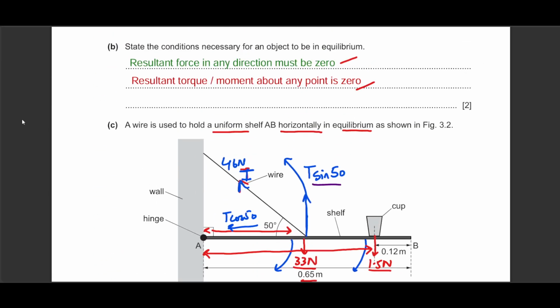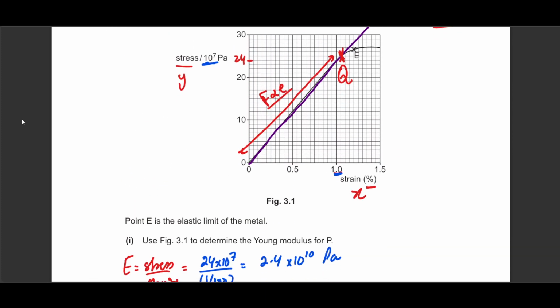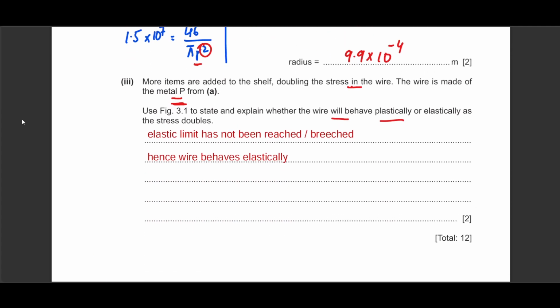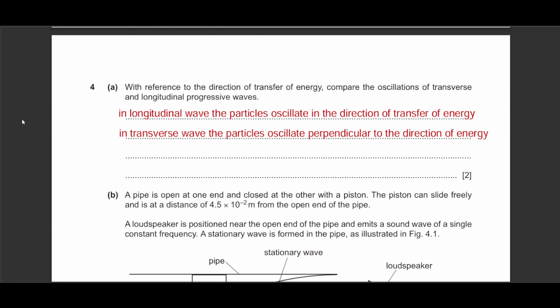Now, let's go back to the graph and see if it is a straight line. From the previous answer, let's remove that. At 3, we have 1, 2, 3. So, this is our 3 into 10 raised to the power 7. As we can see that it is in the straight line region, it will still obey Hooke's law. It will still be in the elastic region, so it will behave elastically. That is what we've written down. Elastic limit has not been reached, hence it will behave elastically. Simple and straightforward answer.